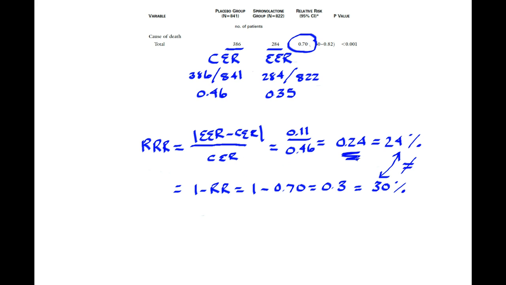So I hope this helps you understand how to calculate a relative risk reduction, a very commonly used measure of outcome in randomized control trials.